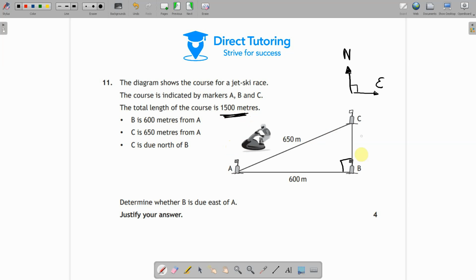So that means that this value here is going to be 1500 minus this and minus this. Which, if you pop that into the calculator, so we'll just pop this down here. So CB length is 1500 minus the combination of the 650 plus the 600. And that will give us a value of 250 meters. So here is 250 meters. Now we have enough information that we can solve this problem.